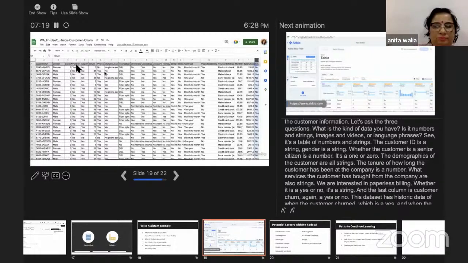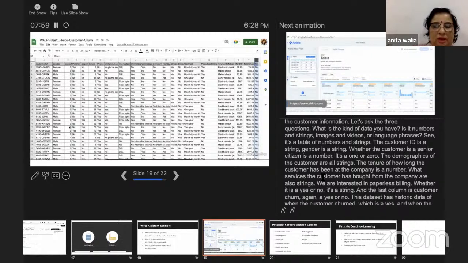Then I have the other demographics of the customer, which is also a string. So I have the senior citizen numbers also, which is in 1 and 0. The tenure of the customer, how long a customer has been with a company, that is also a number, like 1 year, 34 years, 2 years, 8 years, all those numbers are there. What service the customer has bought from the company, that is also a string. Whether the customer has bought a landline or a DSL service, the kind of internet service they have availed from the company, that is also a string.